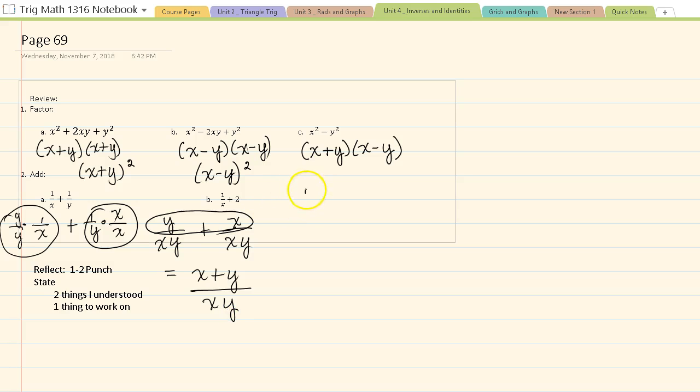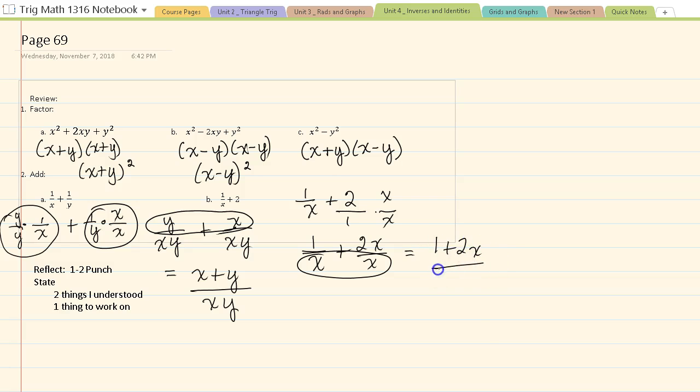And the last one was we have 1 over x plus 2, and again we need the common denominator. So I'm going to multiply the second fraction by x over x. That will give me 1 over x plus 2x over x. Since I have the common denominator, then I can see that this is 1 plus 2x over x, or 2x plus 1 over x. That concludes this video.